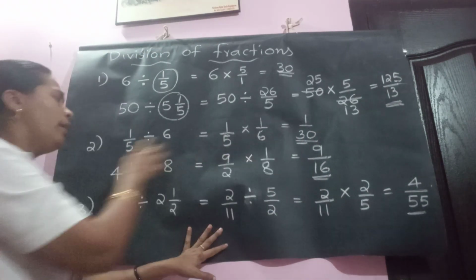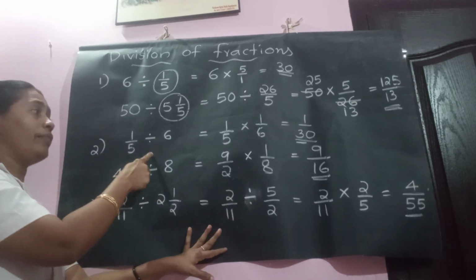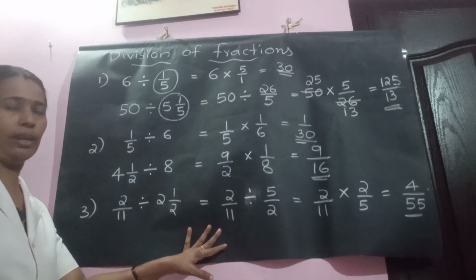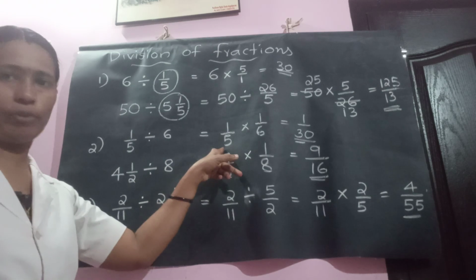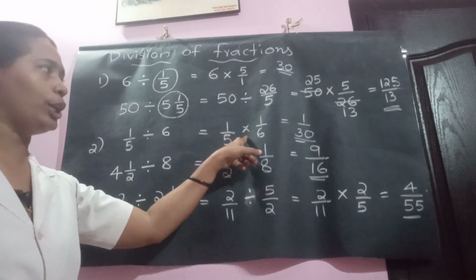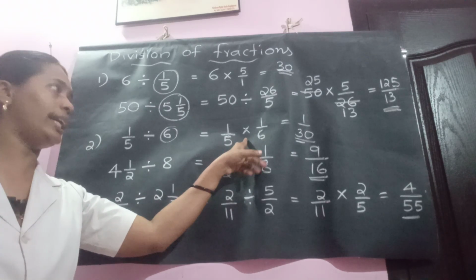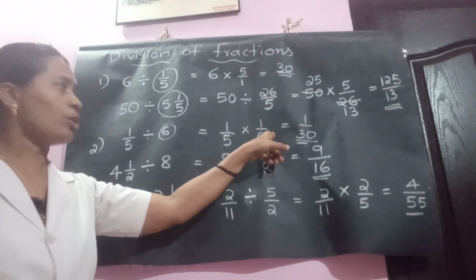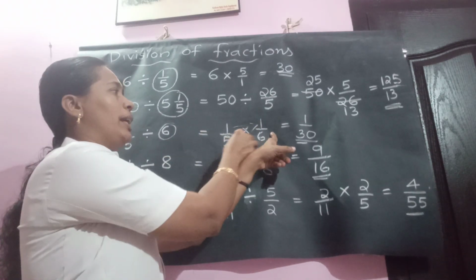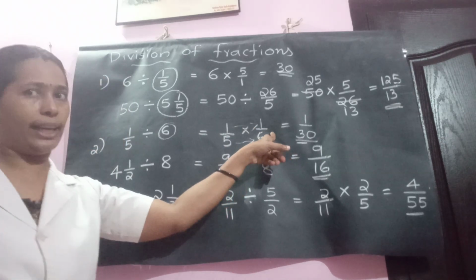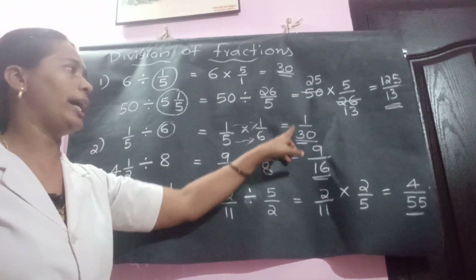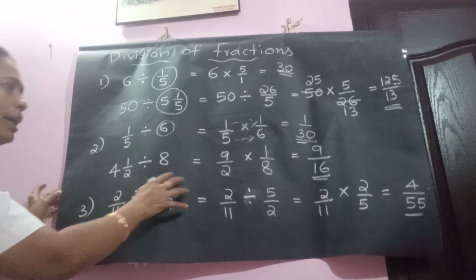Next one is the second case. Case 2, a fraction divided by a whole number. The fraction has no change, 1 by 5 itself. Division becomes multiplication, then what will be the reciprocal of 6? The reciprocal of 6 is 1 by 6. So multiply numerators, multiply denominators. That you studied in last class. So 1 by 30.